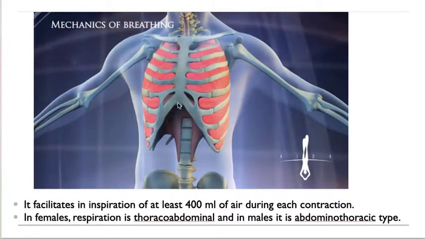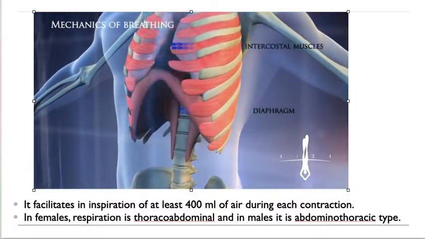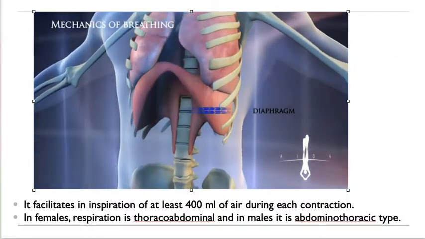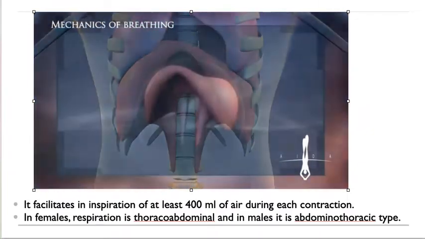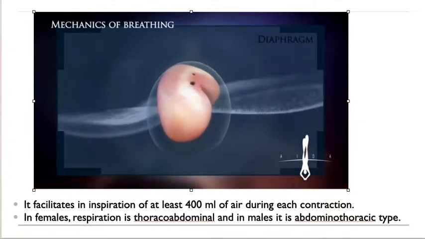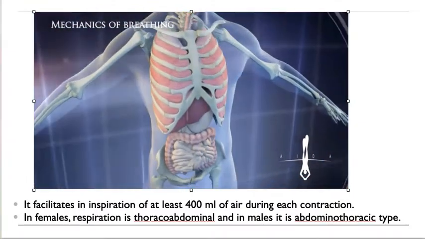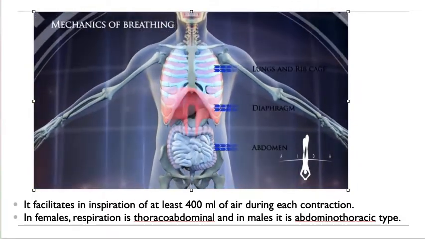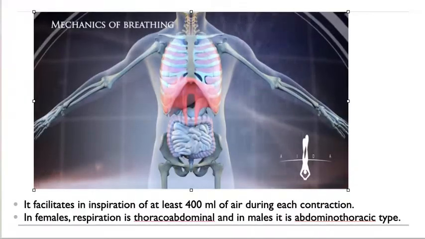Now, this movement of this piston mechanism is facilitating inspiration of about 400 ml of air during each contraction. In females, the respiration is thoracoabdominal, whereas in males it is abdominothoracic type.